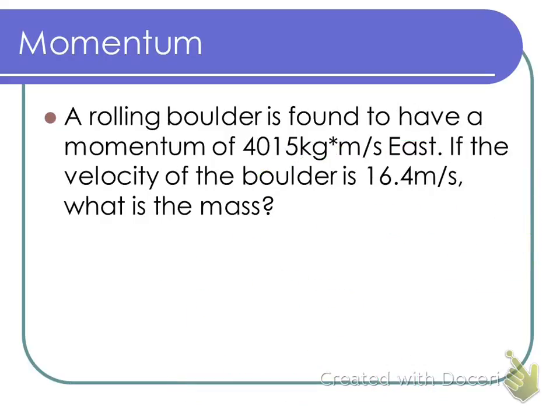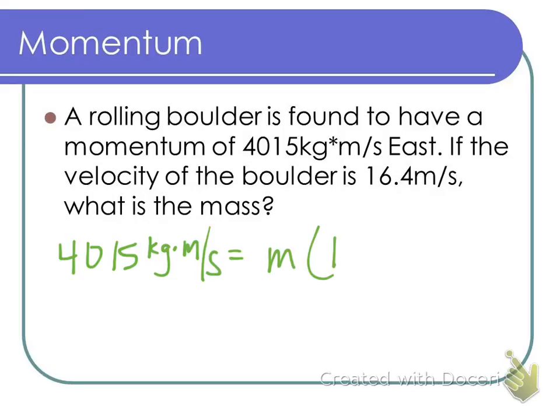All right, a rolling boulder is found to have a momentum of 4,015 kilogram meters per second east. If the velocity is 16.4, what's the mass of our boulder? Okay, it's really just as easy as it looks here.